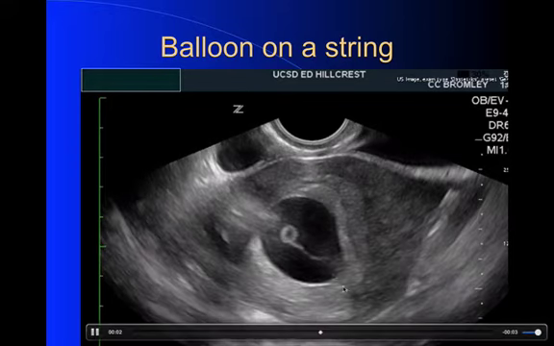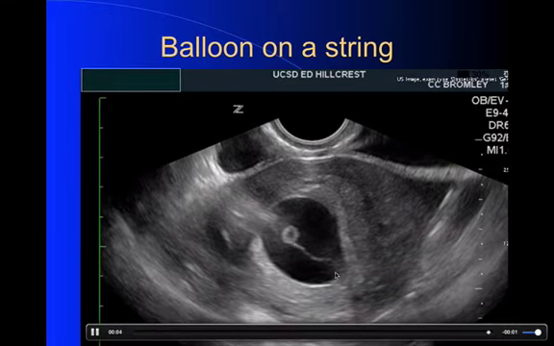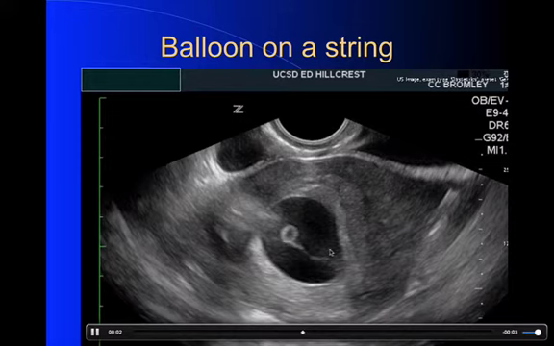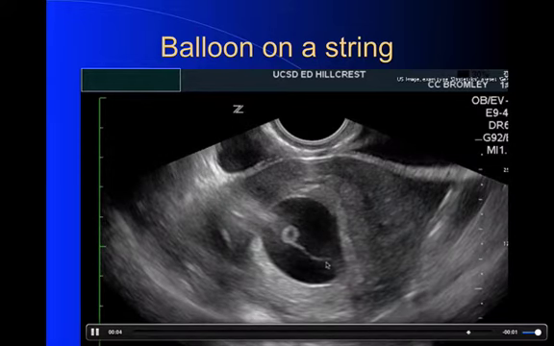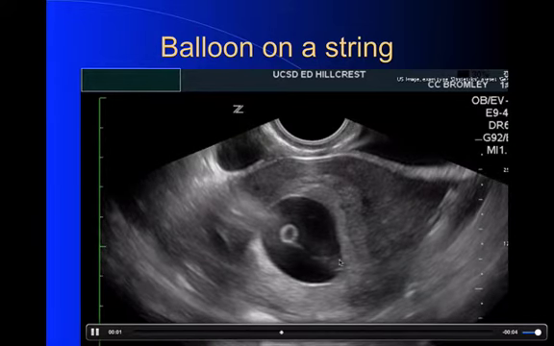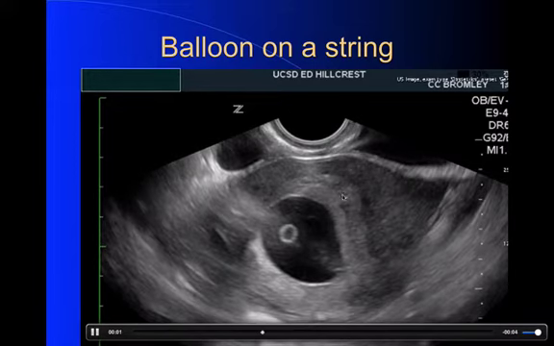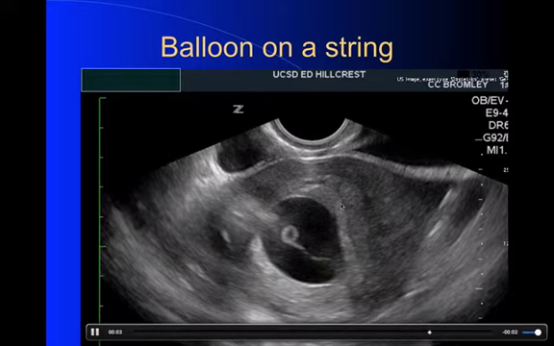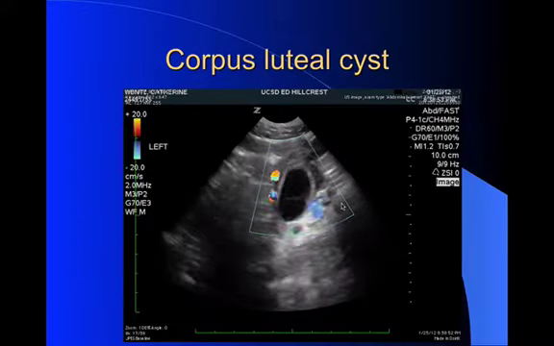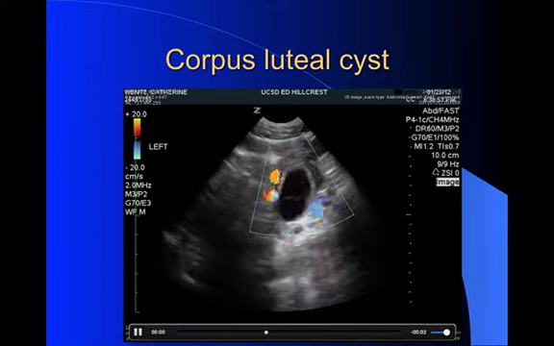And this is an example of the balloon on a string. And here we see the fetus, here we see the balloon on a string. And you can actually see the decidua capsularis and the decidua vera very well in this example. This is a corpus luteal cyst, which is what makes women feel so nauseated and also sustains the pregnancy and creates the HCG rises during early pregnancy.